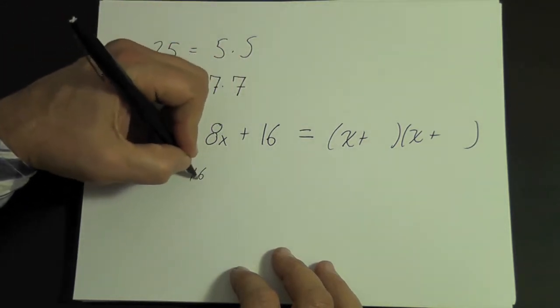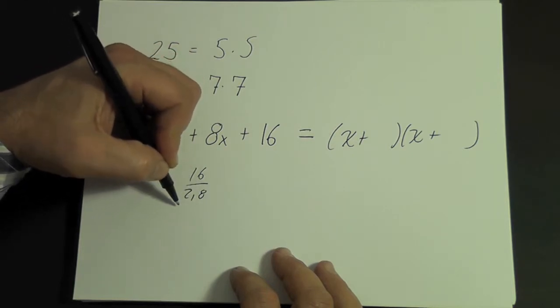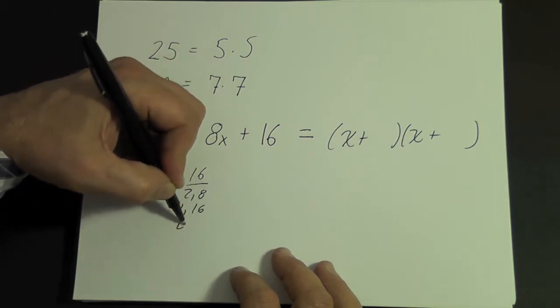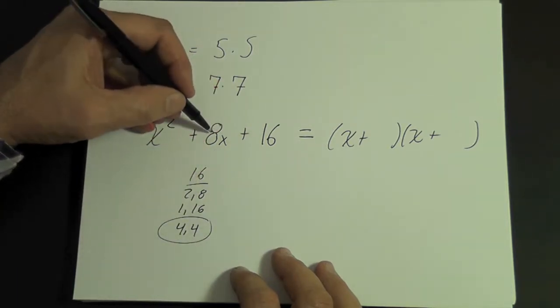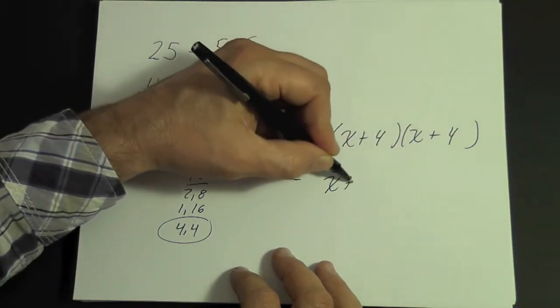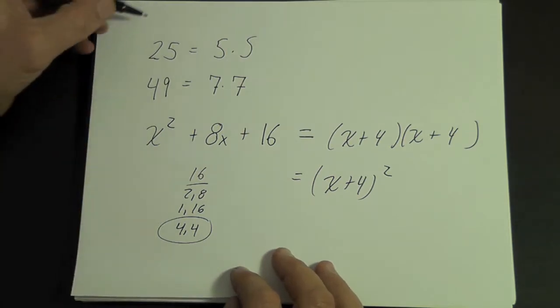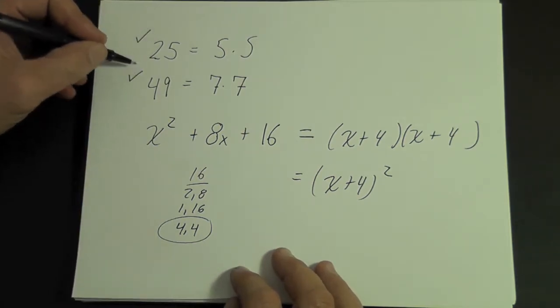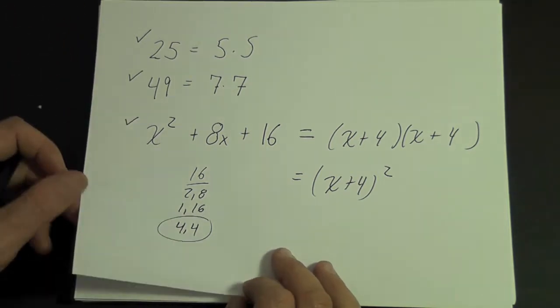Well, let's think. 16 is 2 and 8, 1 and 16, 4 and 4. 4 and 4 multiply to 16, and 4 plus 4 is 8, so that's x plus 4 times x plus 4, x plus 4 squared. So in the same way that 25 is a perfect square and 49 is a perfect square, we say that x squared plus 8x plus 16 is a perfect square.